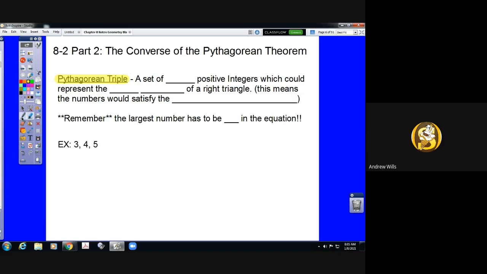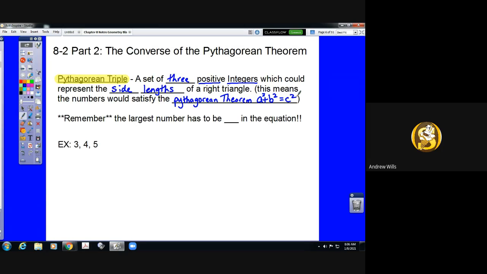A Pythagorean triple is defined as a set of three positive integers, and that is key. They have to be positive and they have to be integers, which could represent the side lengths of a right triangle. Now, what that means is that these three integers, whatever they happen to be, would satisfy the Pythagorean theorem. In other words, they will make this equation, a squared plus b squared equals c squared, a true equation.